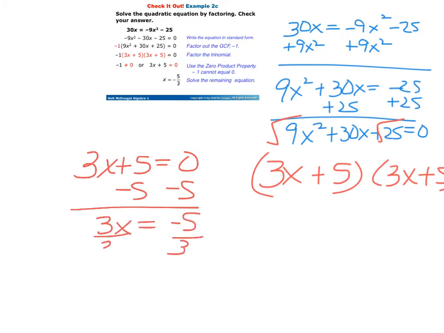Divide by 3. And my solution is x equals -5/3. So whenever you have a leading coefficient that's not a 1, you're going to get a fraction answer. And you're going to have fractions on the test. So be ready for them.